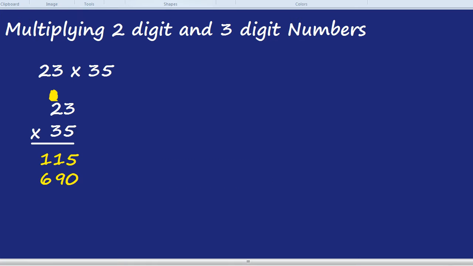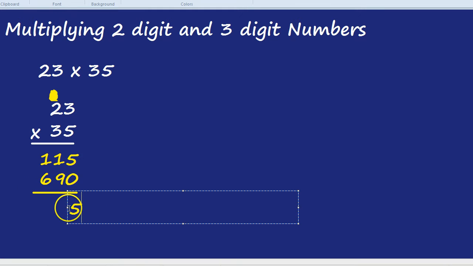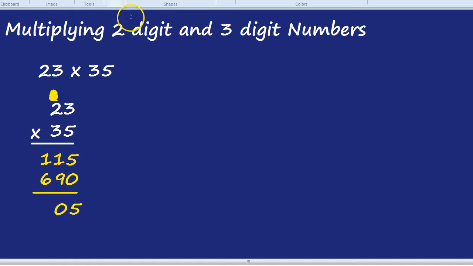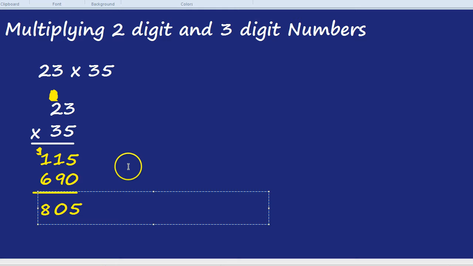The last step is to add those two numbers up, and we get 5 plus 0, which is 5. 9 plus 1 is 10, so we can't write 10 down here, but we write the 0 down here and the 1 above the next digit. So we write the 1 up here. We got 9 plus 1 is 10. We put the 0 down here and we put the little 1 up here. 6 plus 1 is 8. So our answer is 805.